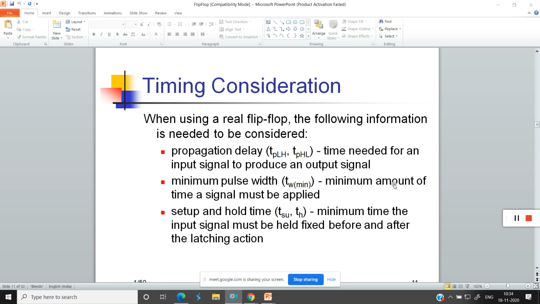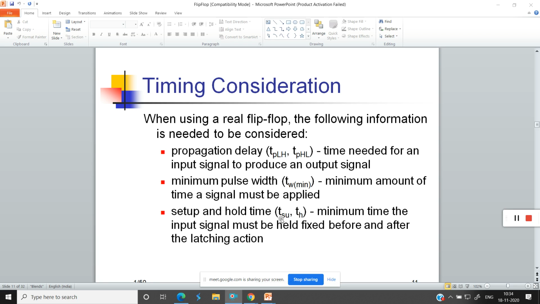It is the minimum amount of time a signal must be applied to the system. If you don't apply this much width, you will not get the desirable outcome at the output. A metastable state or undesirable forbidden state will occur if you do not apply this minimum pulse width time.